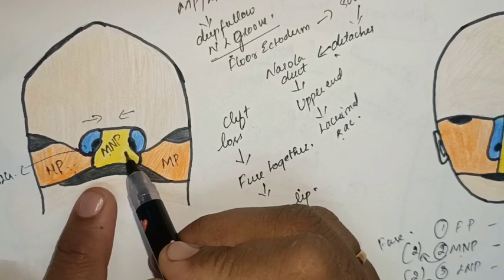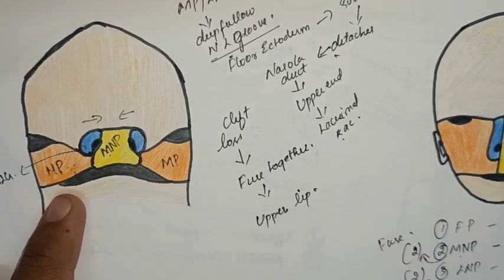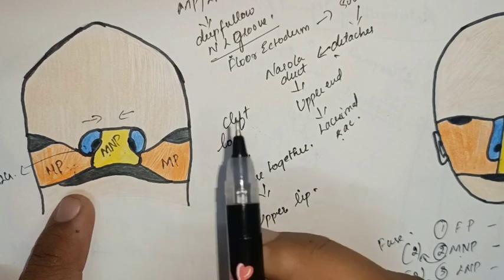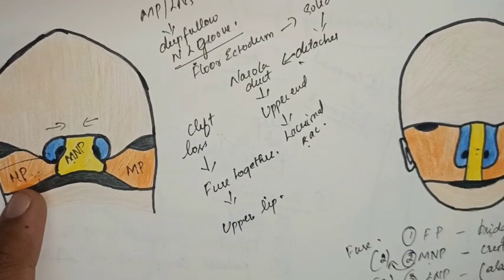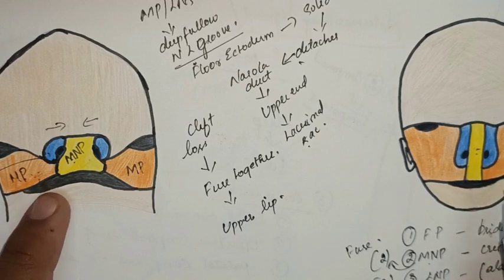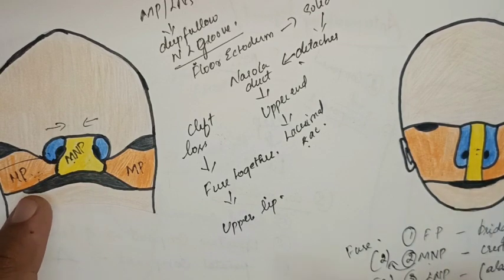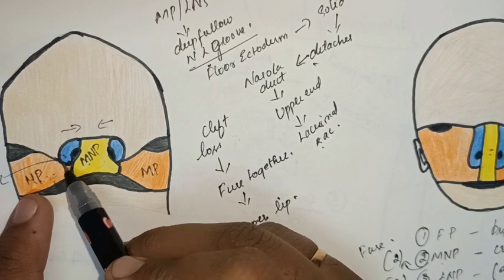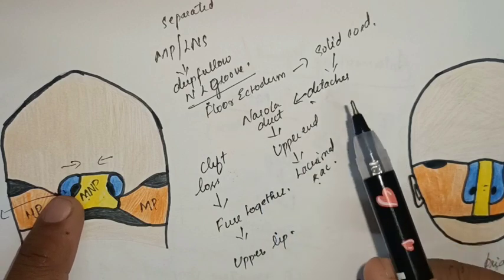Okay, once these two are fused, the medial nasal prominence and the cleft between them and the stomatodeum will also lose its cleft, and it will form the upper lip by fusing together. Between the maxillary prominence and the medial nasal prominence, the gap will be lost. So see the formation of the upper lip, and after that the cleft between the maxillary prominence and the lateral nasal prominence will also form a deep furrow, that is called, see here, the nasolacrimal groove.